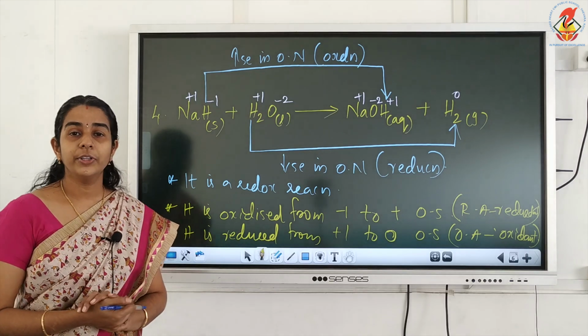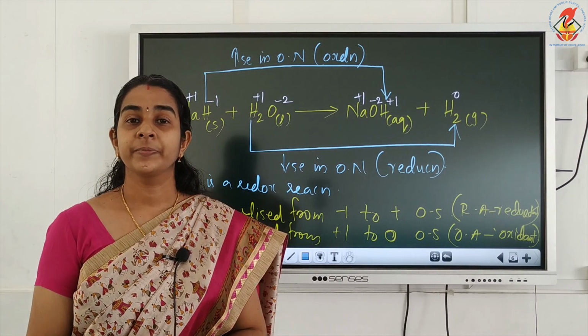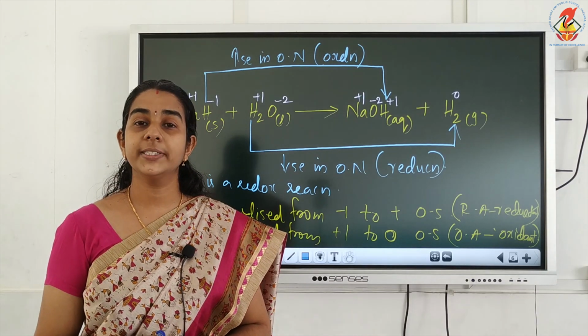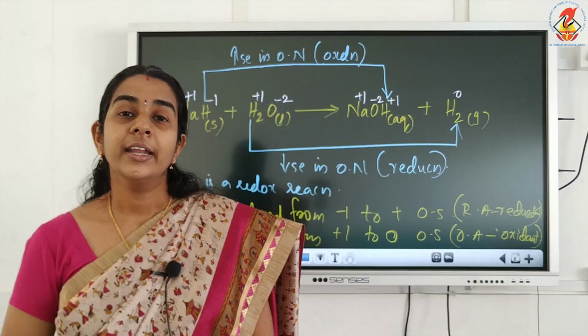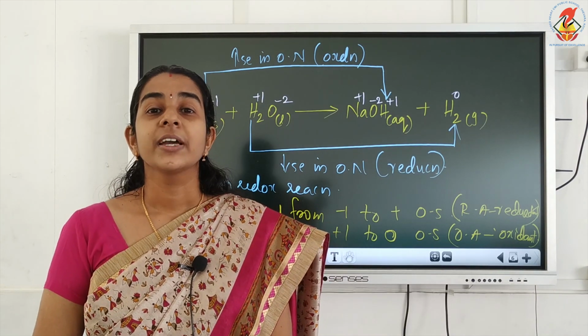So this is about the oxidation and reduction in terms of oxidation number. So remember, if there is an increase in oxidation number, it represents oxidation, and if there is a decrease in oxidation number, that represents reduction.